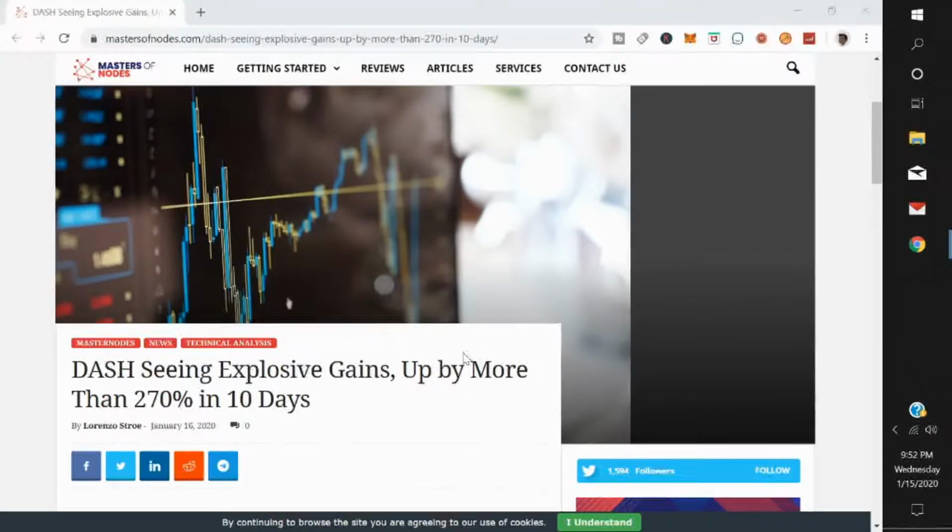Dash has seen explosive growth and gains up by more than 270% in the last 10 days.